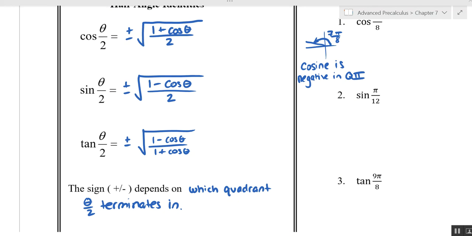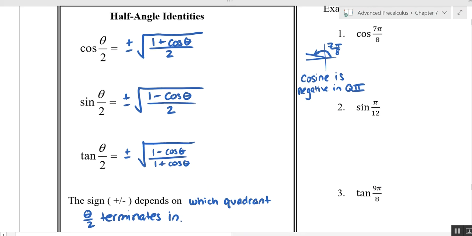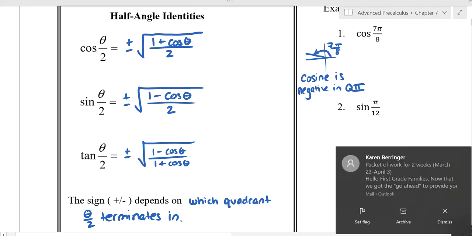All right, here are the half angle identities. Feel free to pause the video and copy them into your notes. We will use these, it's kind of the opposite direction of the double angle formulas. We'll do a few examples of these and give you some time to practice.